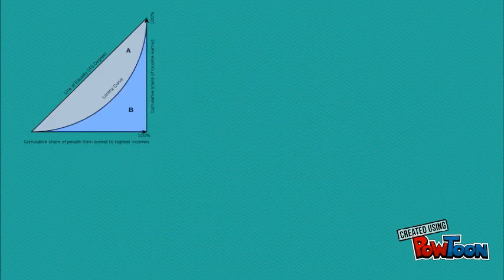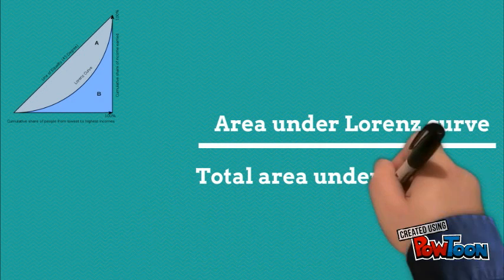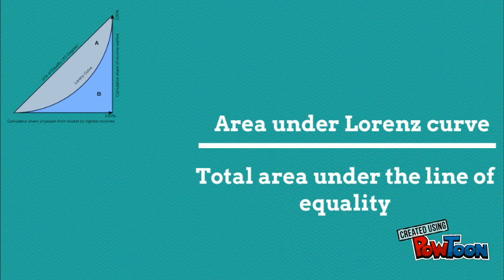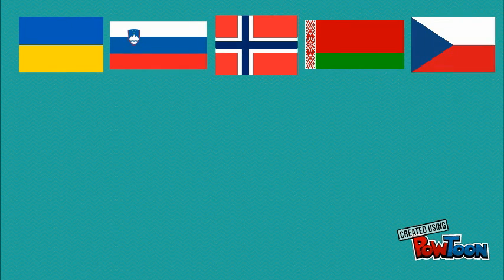The Gini coefficient is calculated by dividing the area under Lorenz curve over the total area under the line of equality, which represents a perfect equality of income. Let's see what are the countries with highest and lowest Gini coefficient. These 5 countries have the lowest Gini coefficient, which are Ukraine, Slovenia, Norway, Belarus, Czech Republic.